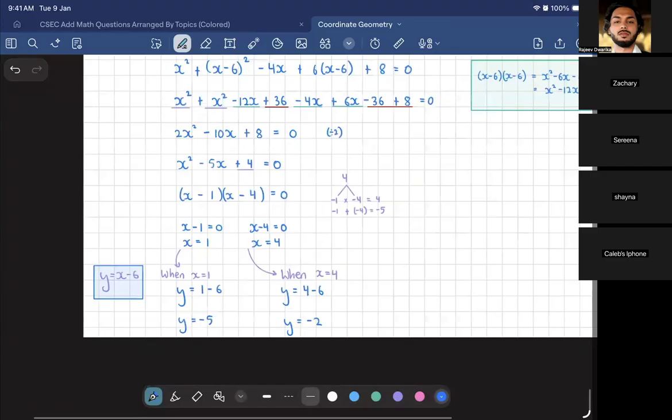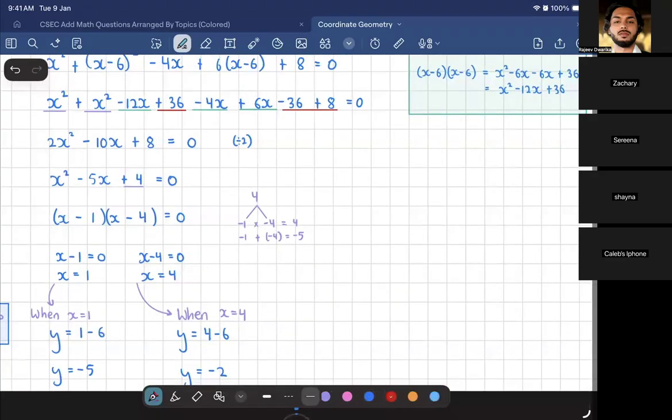Perfect. So can you tell me the points of intersection now? 1, comma, minus 5. All right, give me a second. So the point of intersection would be 1 comma minus 5. Perfect. And what's the other point? 4, comma, minus 2.